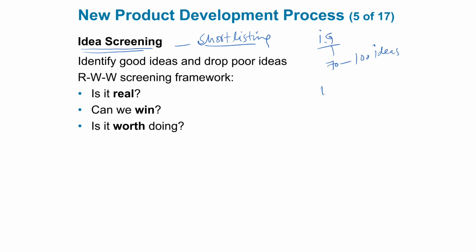In the idea screening, you screen to, for example, 10 top ideas. So you select the top 10 ideas out of the 100 ideas, because the remaining 90 ideas, or the remaining 60 ideas, depending on how many you have generated, are not good enough. So you have to drop poor ideas. Identify good ideas and drop poor ideas. And the framework that is given is a very interesting framework.